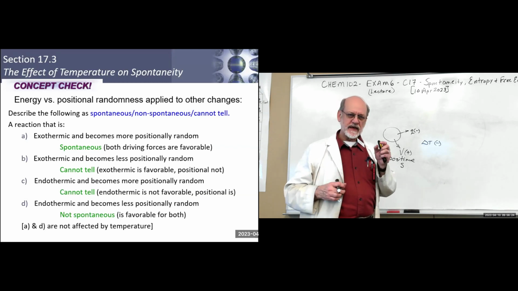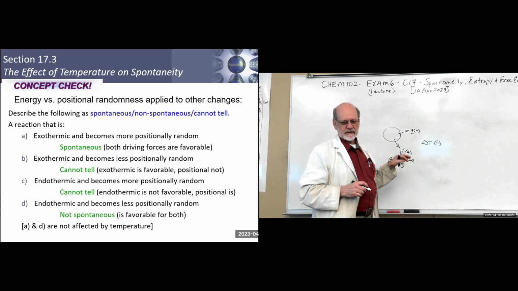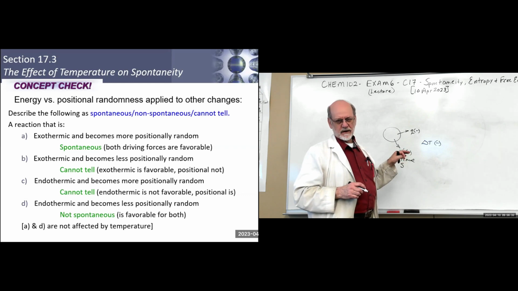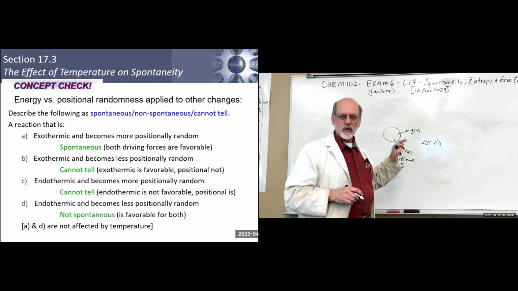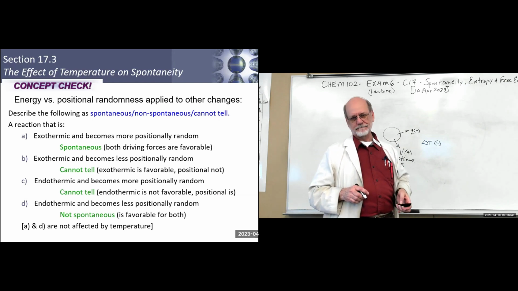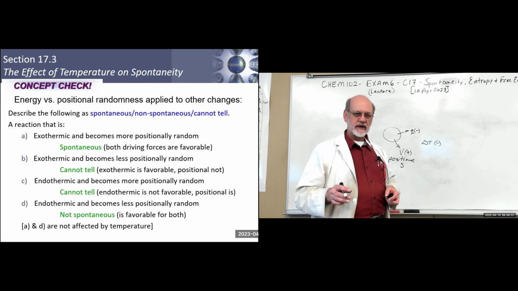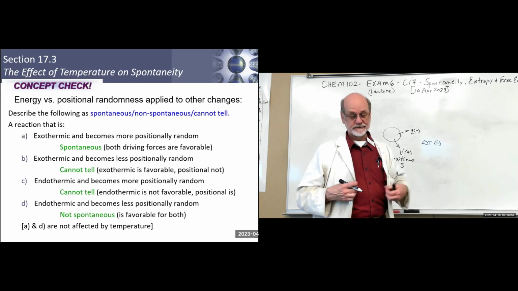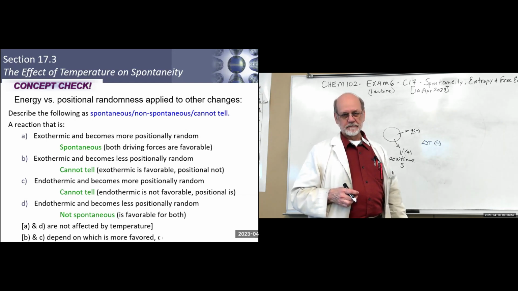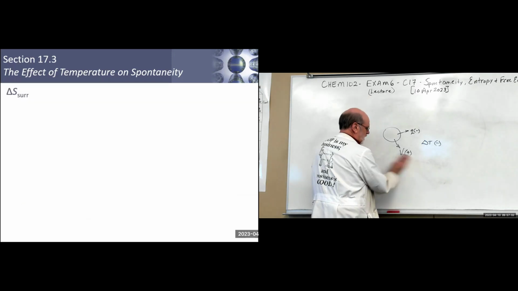We're also going to say that A and D are not affected by temperature. A and D are situations where the energy entropy is less important. So that's why A is spontaneous with this more positionally random. When it's exothermic or endothermic, it doesn't matter. All right, let's leave that topic behind for now.